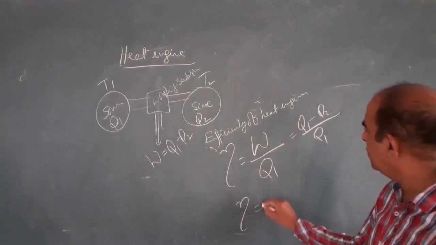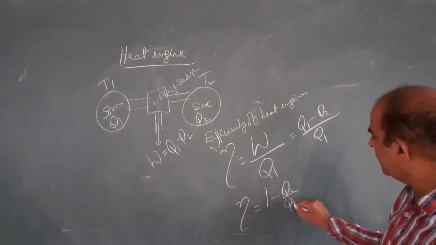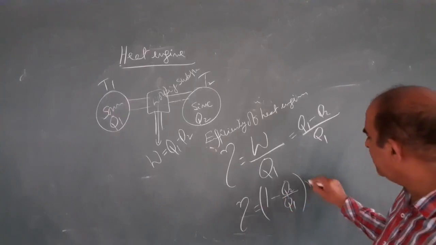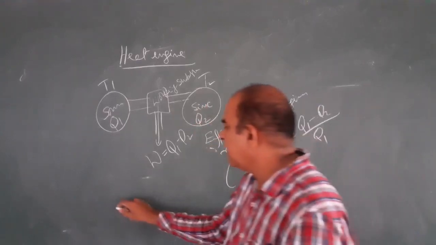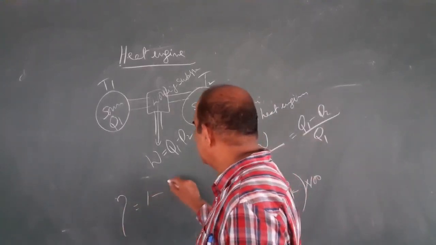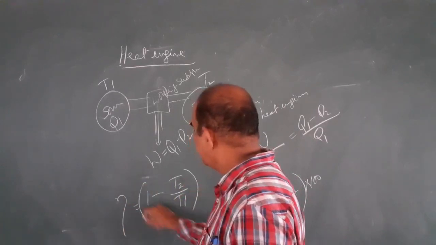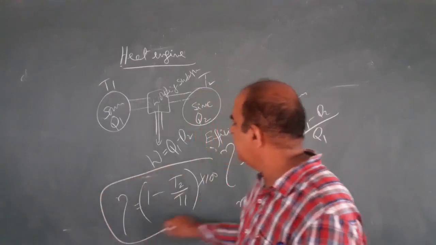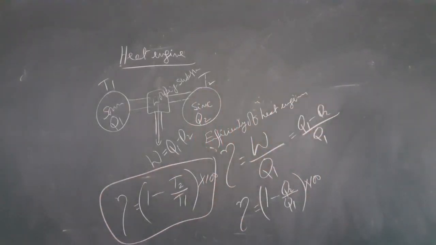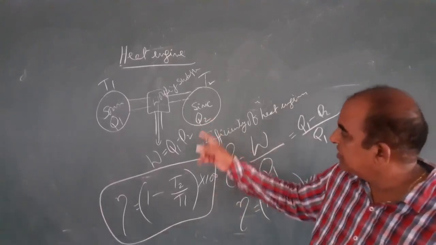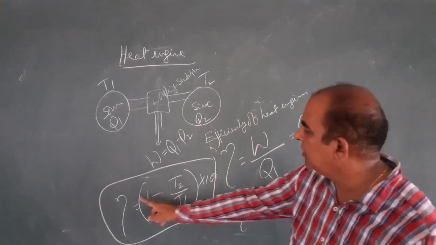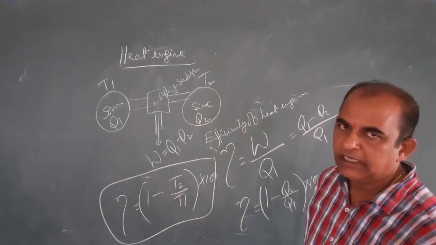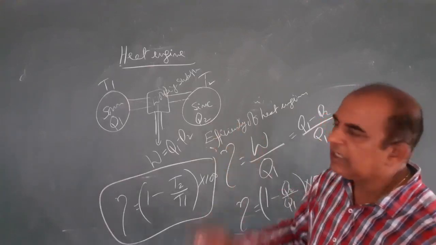Therefore, eta is equal to 1 minus Q2 by Q1. In percentage, if you want, into 100. And heat energy is proportional to temperature. So you can write this as eta is equal to 1 minus T2 by T1 into 100. This is the efficiency of the heat engine. You get a high efficiency if the temperature of the sink is 0 Kelvin. If it is 0 Kelvin, so this is 0. So eta is equal to 100%. So this is about the heat engine.